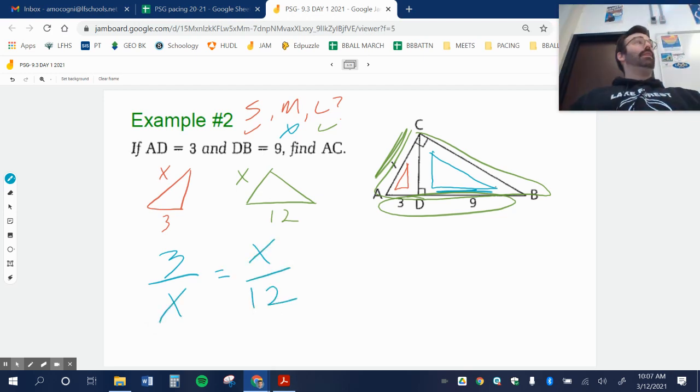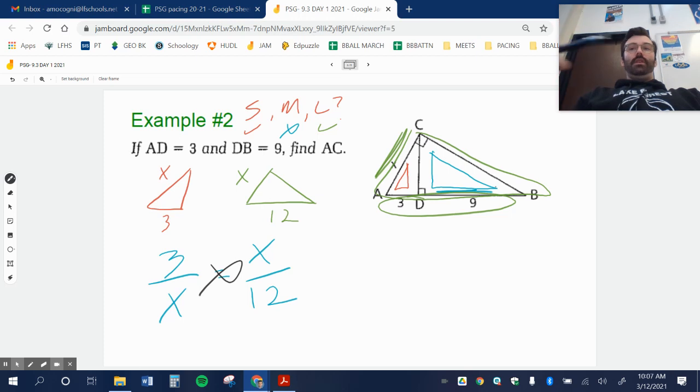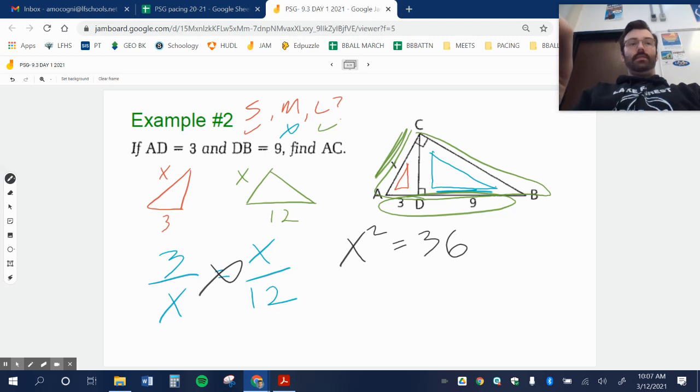The hardest part about these problems is recognizing which two triangles I am going to be comparing. Which two triangles do I need to use? From there, it's just solving a proportion and using cross multiplication. X times x gives me x squared. 3 times 12 gives me 36. Square root both sides. The square root of 36 is 6.